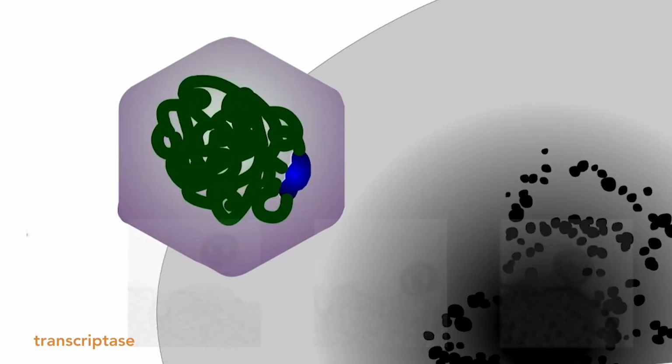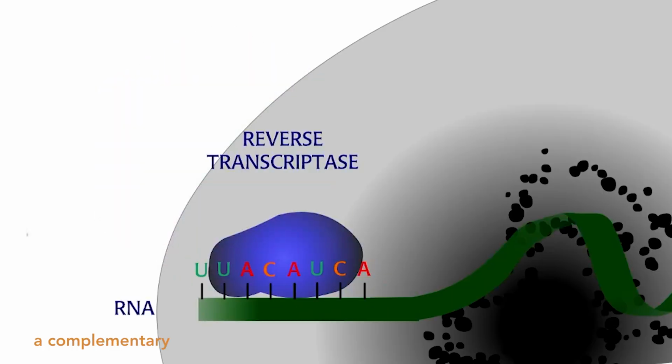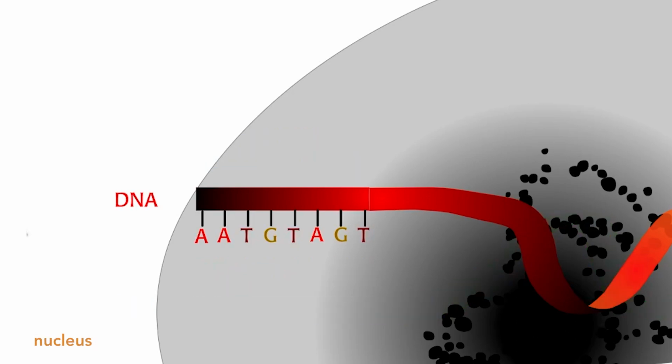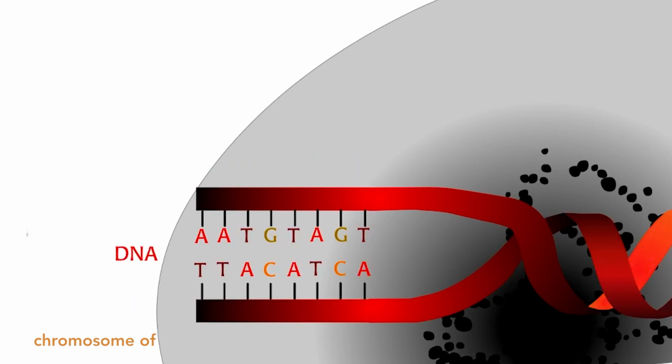The reverse transcriptase then synthesizes a complementary DNA strand using the viral RNA as a template. Then the enzyme degrades the RNA and synthesizes a second DNA strand. The DNA makes its way into the nucleus and integrates into a chromosome of the host cell.